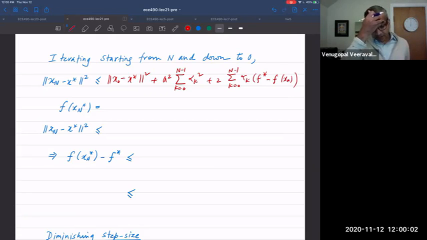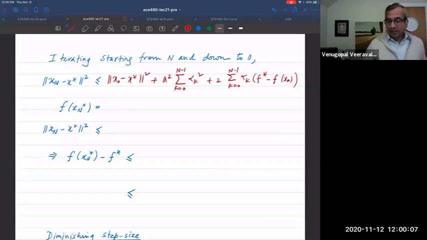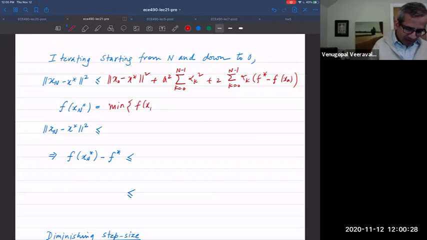Okay. So I have a sum now on the right-hand side. So now, again, like we did last time, let's define f of xn star as the best value that we have found from the past. So at time n, capital N, the best value that we have found, the minimum. xn star is the value of x that results in the smallest value of f from the past.